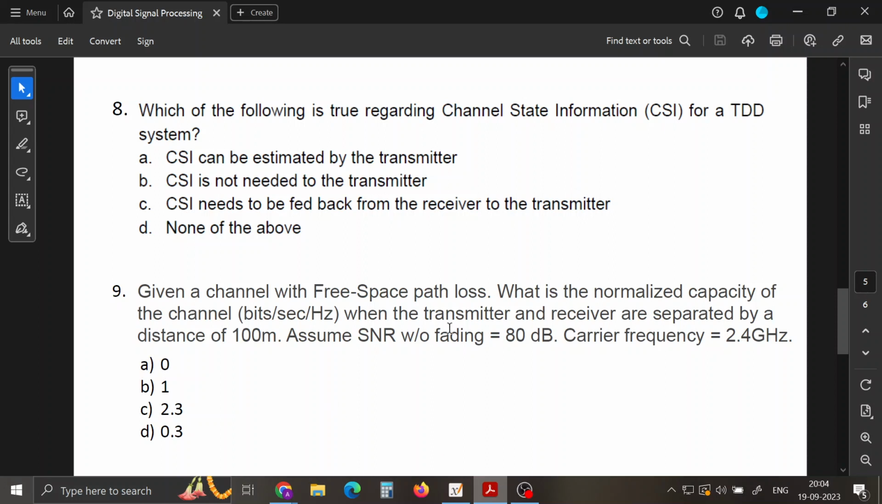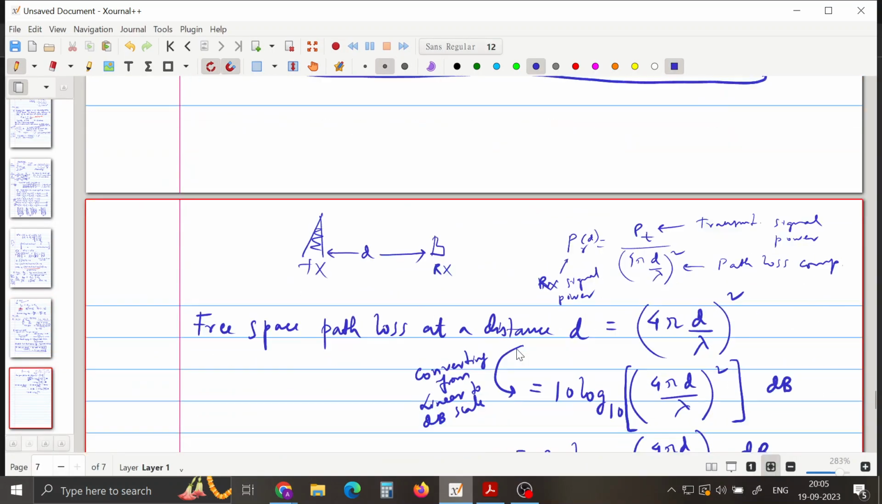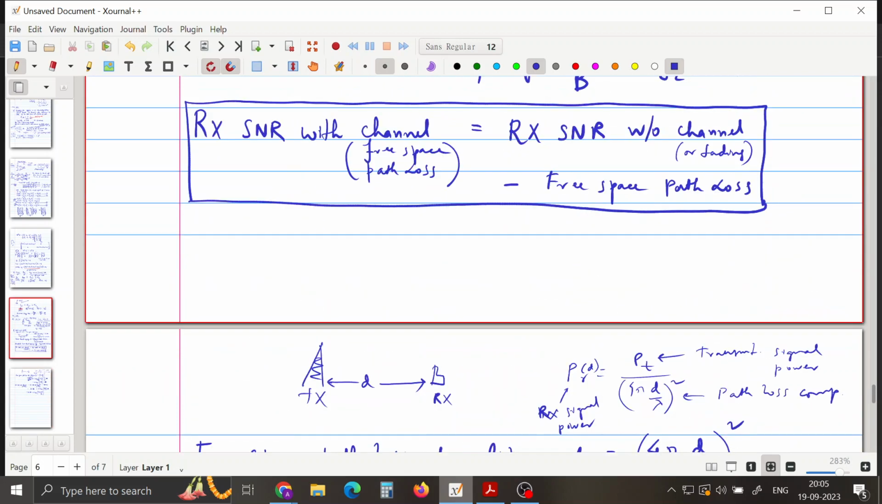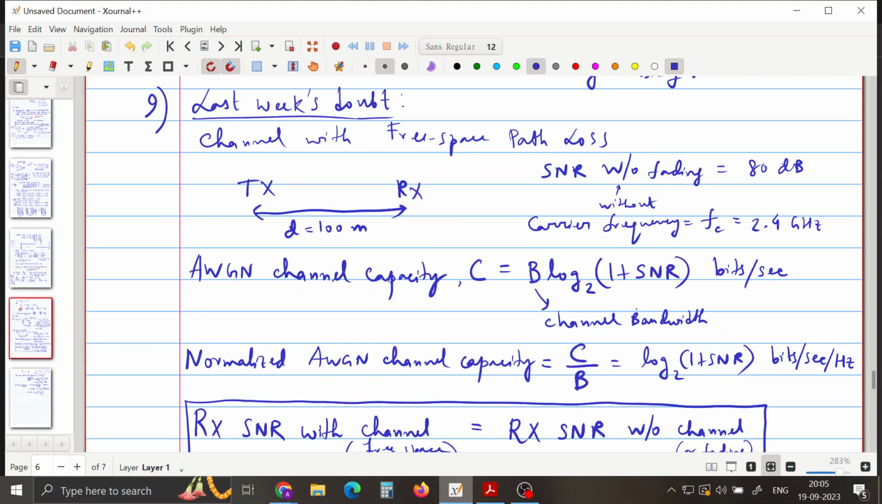okay. So the transmitter and receiver are separated by 100 meter, given in the question. So d distance is 100. This is 4 pi times 100 divided by lambda. What is lambda? Lambda is C by F, exactly C by F. So C by FC. FC is the notation I have used for the carrier frequency before, I think. Yeah, FC.